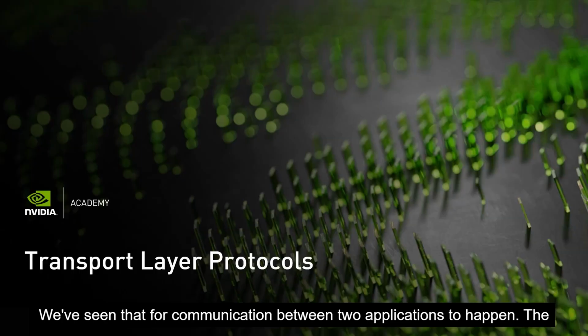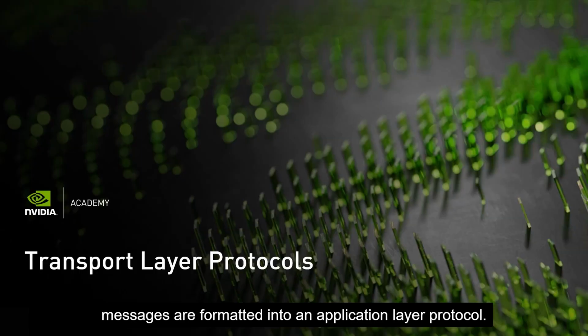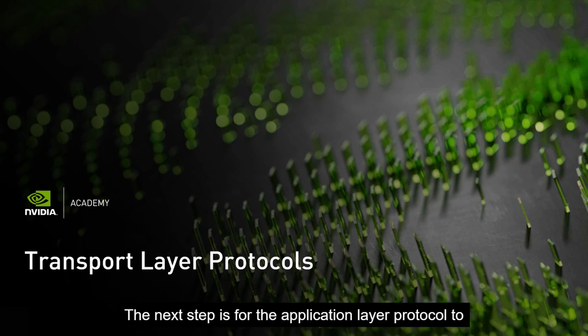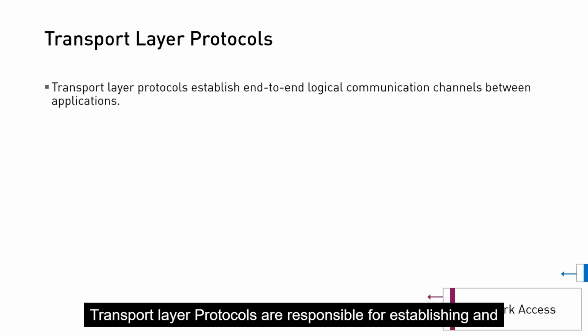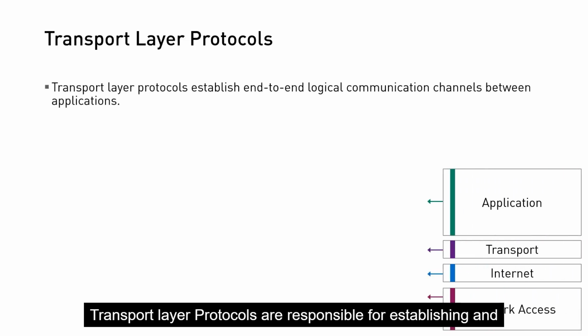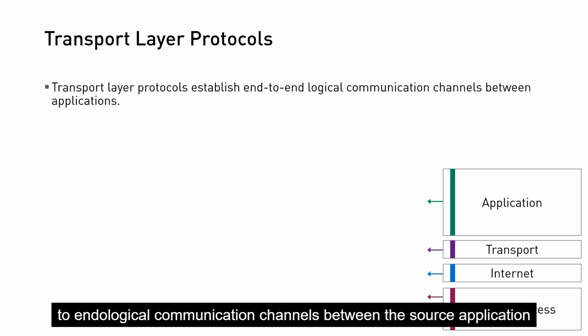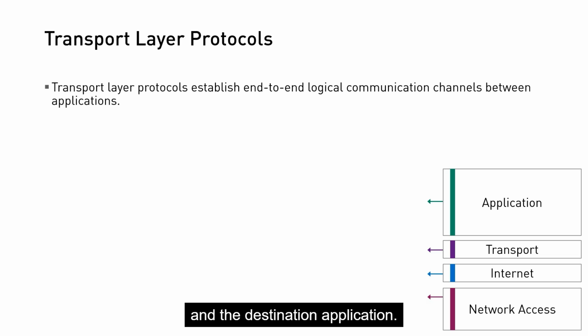We've seen that for communication between two applications to happen, the messages are formatted into an application layer protocol. The next step is for the application layer protocol to ask transport layer services. Let's see how it works. Transport layer protocols are responsible for establishing end-to-end logical communication channels between the source application and the destination application.